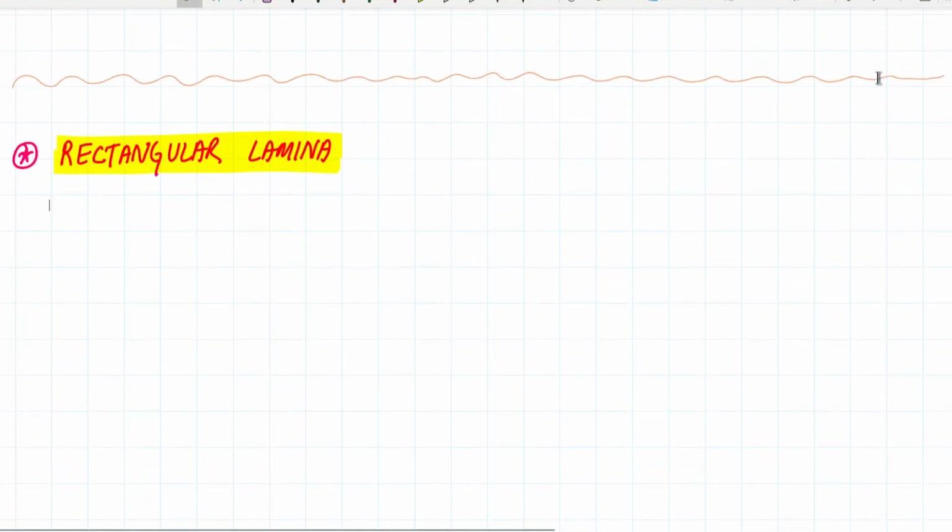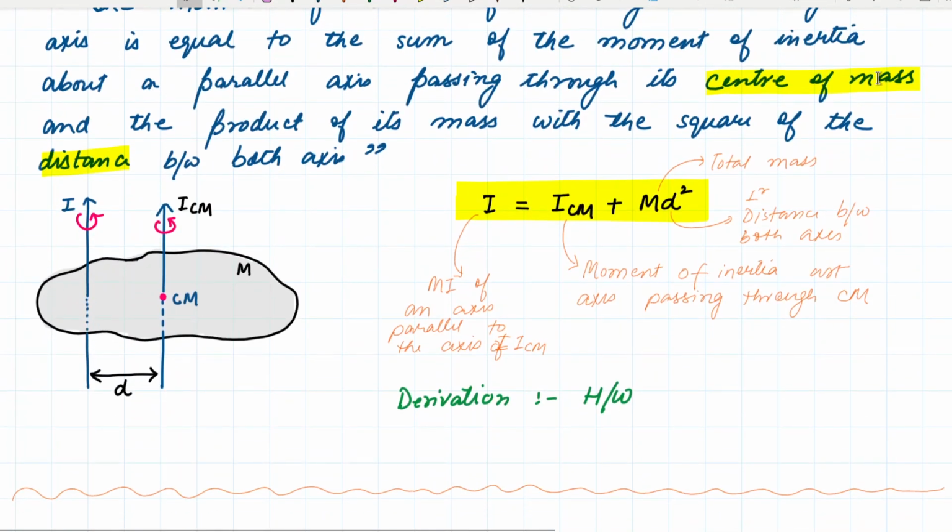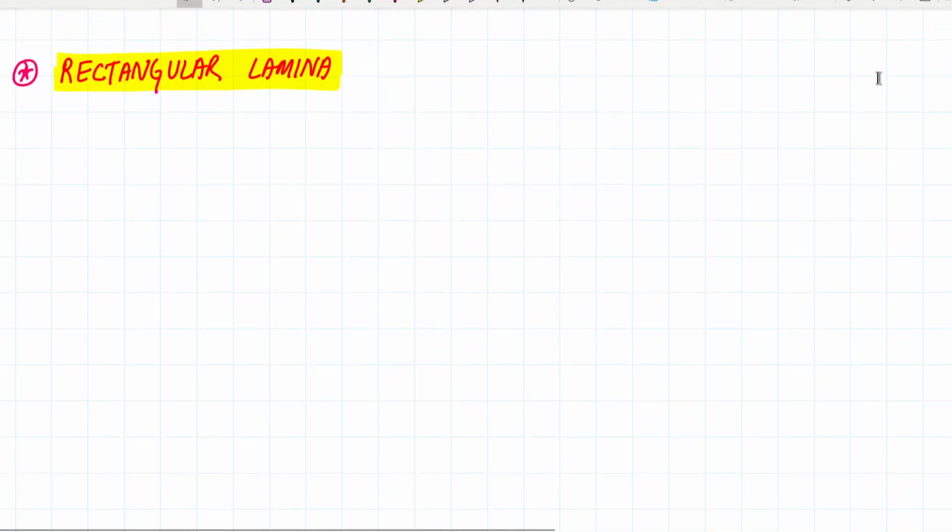So by rectangular lamina, let me define. नोट डाउन कर लिया बेटा सबने? आगे बढ़ सकता हूँ ना? Yes, sir. Okay.